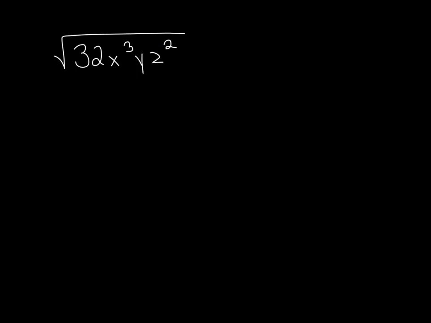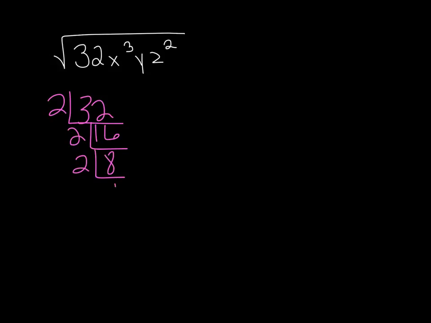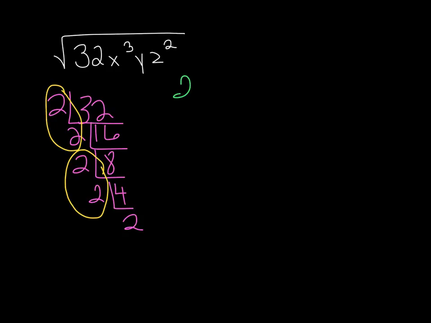Okay, here is a radical that includes some variables. So let's look at how to do this. We'll start with the number portion, 32. Let's do the prime factors again. So 2 times 16, 2 times 8, 2 times 4, 2 times 2. Now look for the pairs. We have a pair of 2's here, and we have another pair of 2's. Then we have that 2 left over. So outside the radical, we have 2 sets of 2. On the inside, we have a 2.